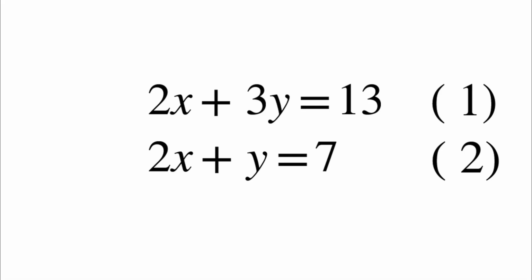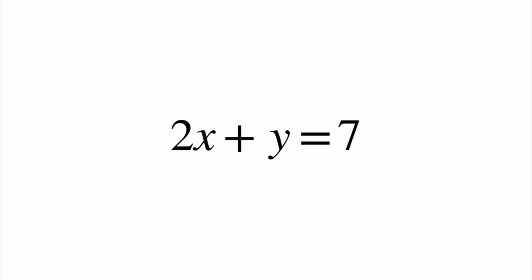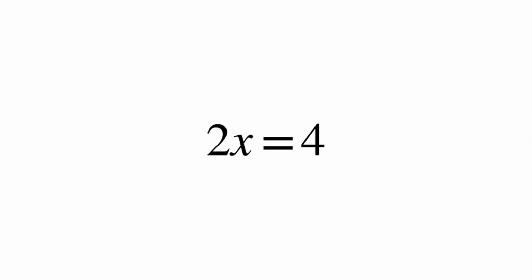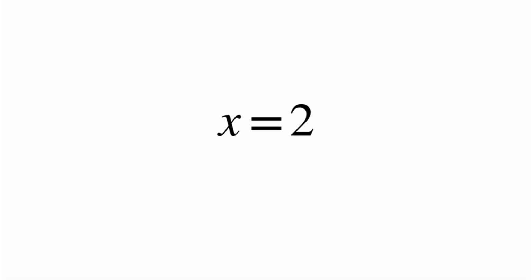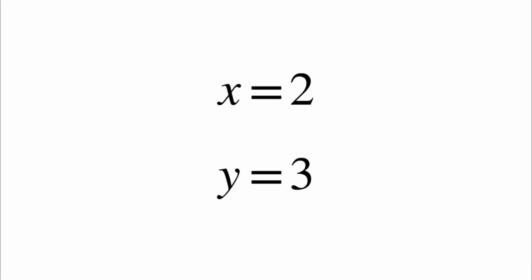To work x out, we can pick one of our original equations, whichever is easiest, and substitute our value of y into it. So we can pick equation 2, 2x plus y equals 7, and substitute y equals 3 into it. After a little bit of rearranging, we can see that x equals 2. And there we have our final answer, x equals 2 and y equals 3.